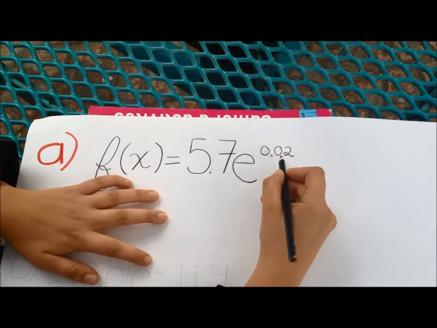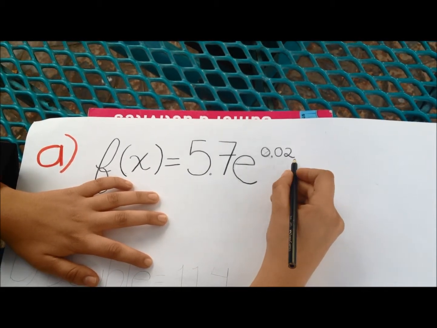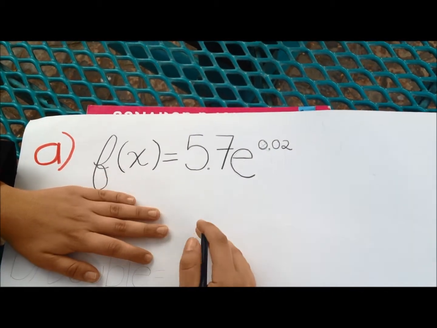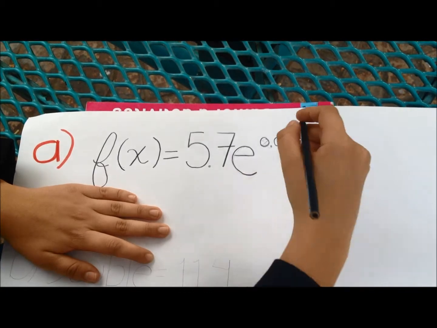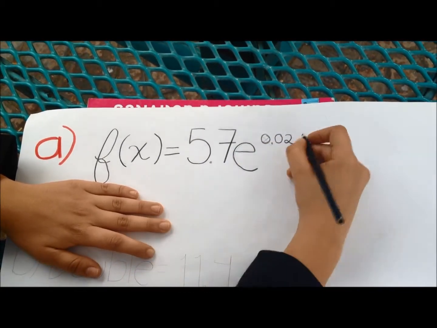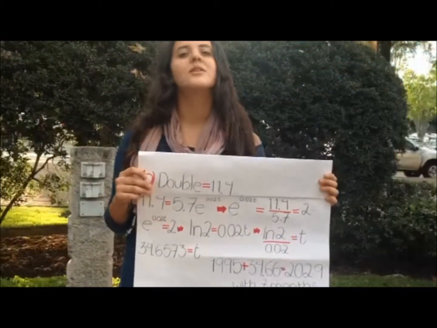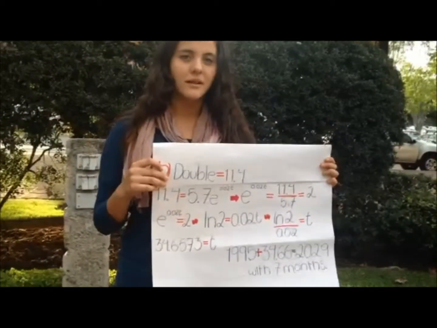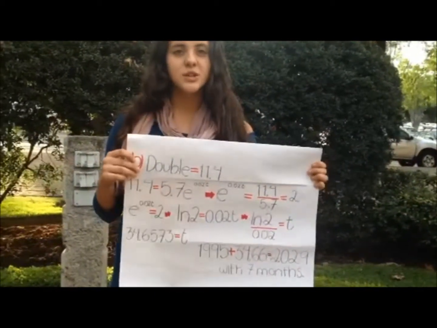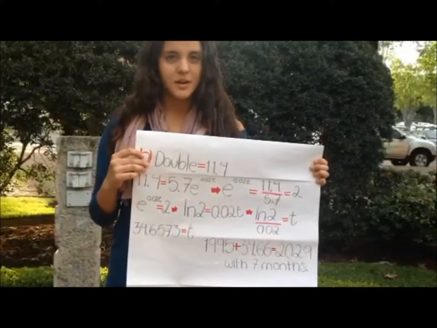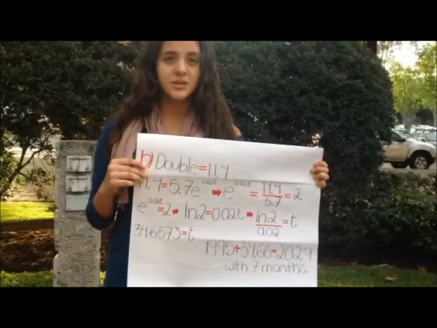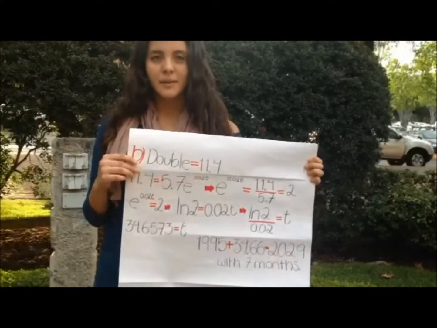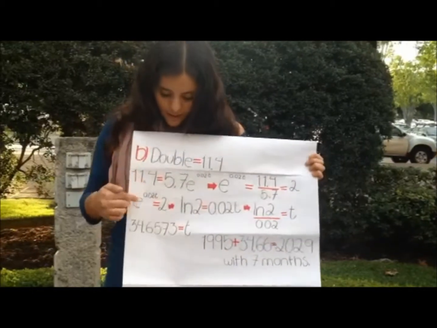We're going to multiply this growth rate by the time that has passed since our initial population, and we're going to represent this value as t. Now we want to know when will the population double. And the double is going to be 11.4. So we're going to substitute the value of y by 11.4, and we're going to isolate t.